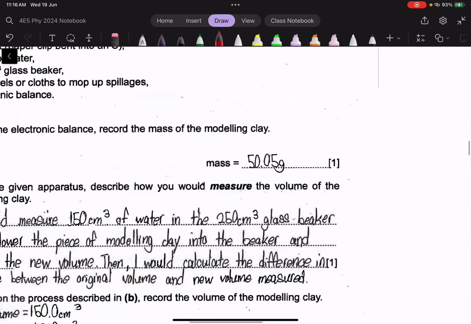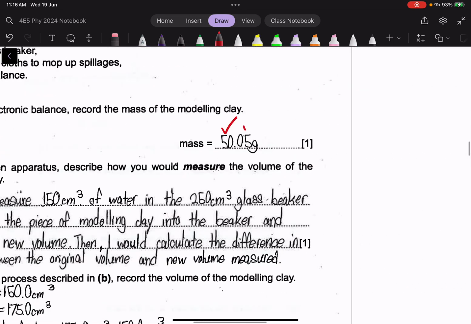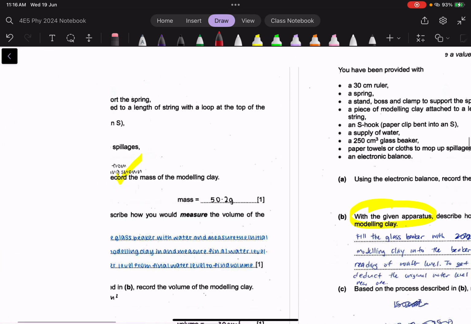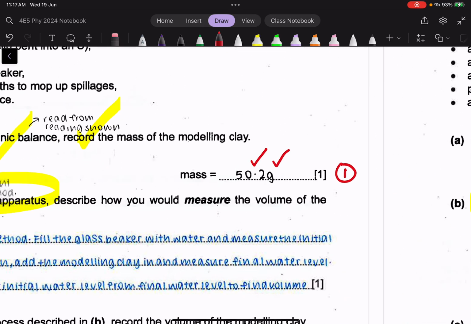Okay, so in this case, I think it's 2 dp. Yeah, it cannot be that these 2 students are 2 dp and this particular student is 1 dp, right? So unfortunately, this one is wrong. I think our electronic balance should be 2 dp. Nonetheless, please just record whatever is shown on the reading panel.